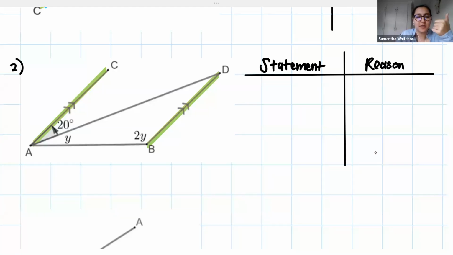Grade 8s, can I get a thumbs up if we're okay with this one, or a thumbs down? I'm just not seeing any answers on the chat. So thumbs up, you're okay. We're just still busy. Thumbs down, I have no idea what I'm doing.